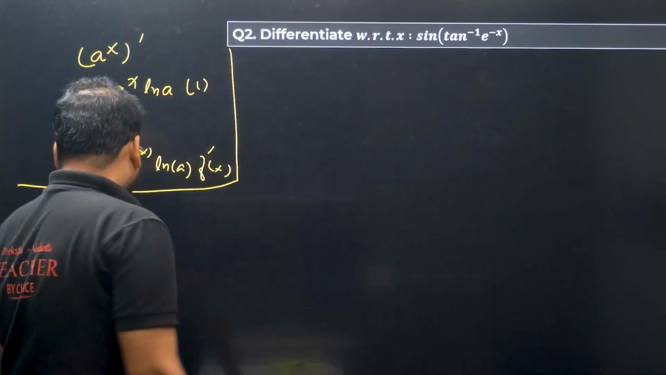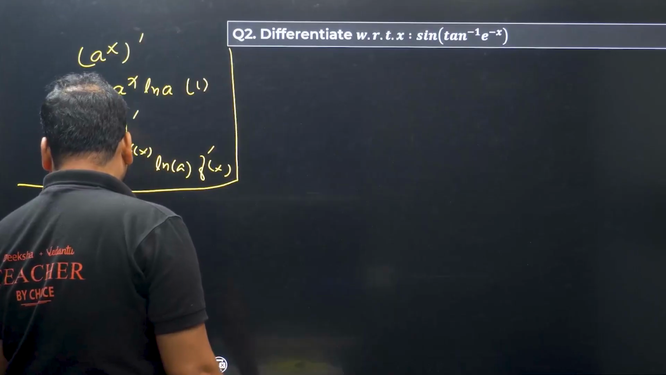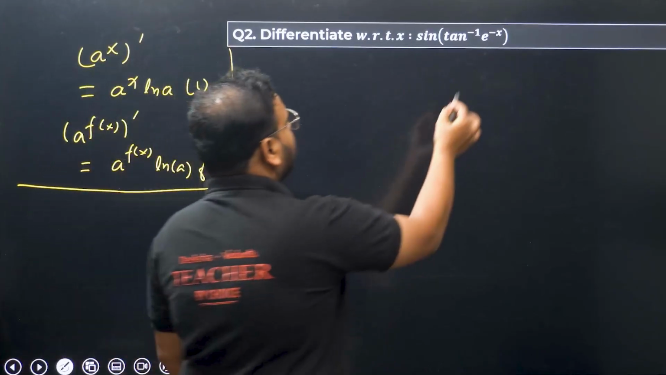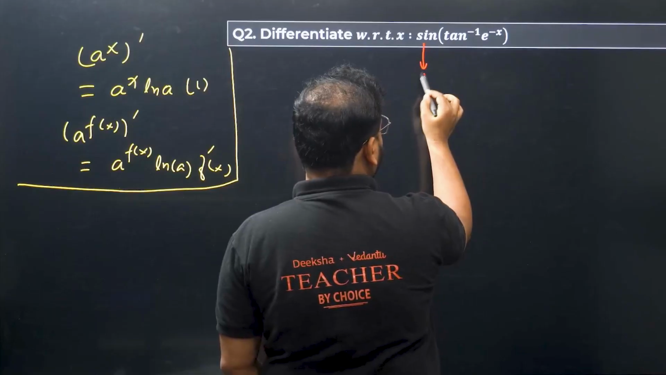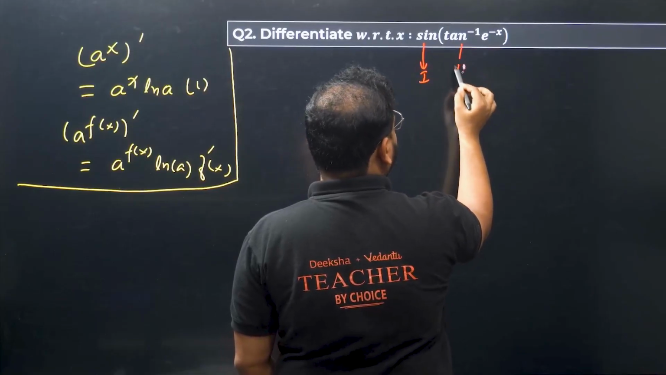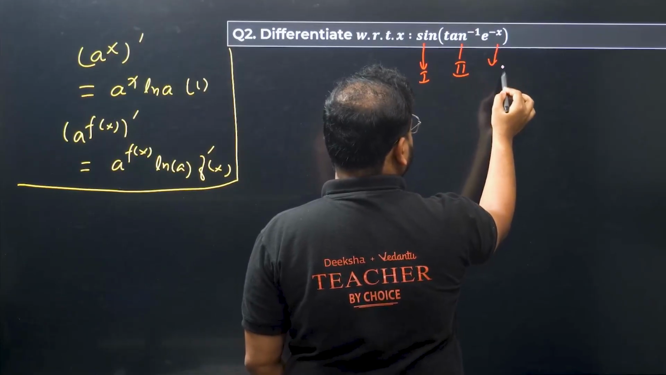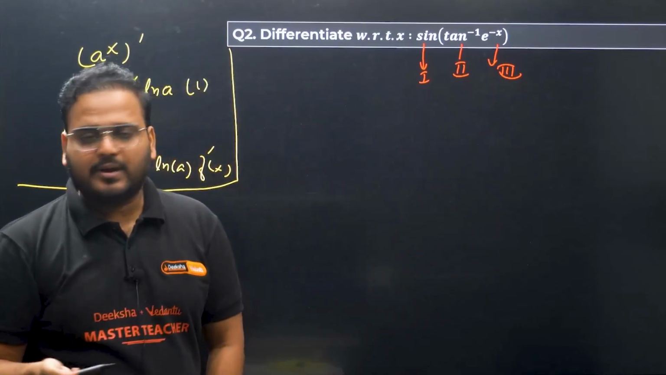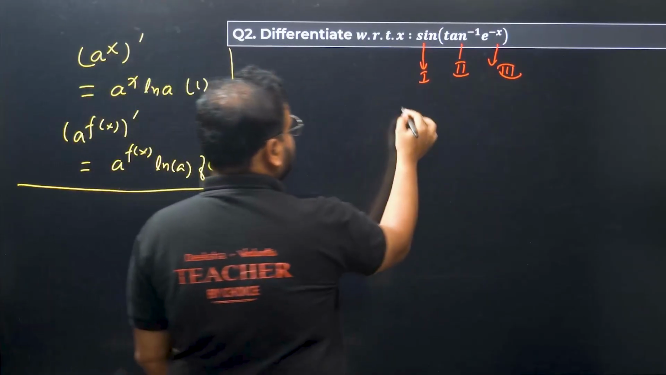Question number 2. Sine of tan inverse of e power minus x. There are too many functions over here. The first function is sine, then we move on to tan inverse, and then e power minus x. This derivative will include, of course, the chain rule, right? So starting from sine, let's take this function to be first.